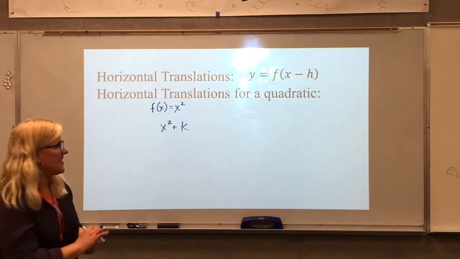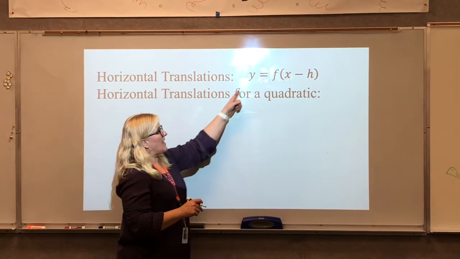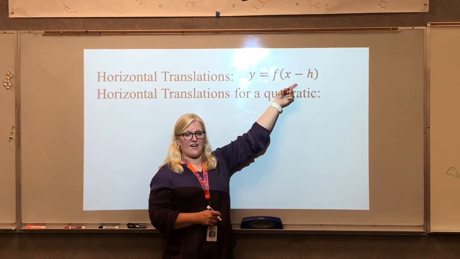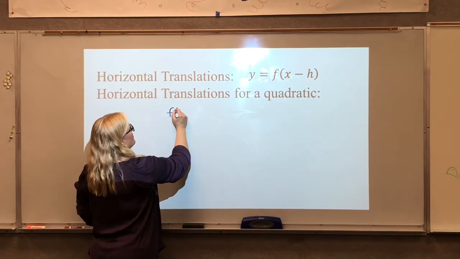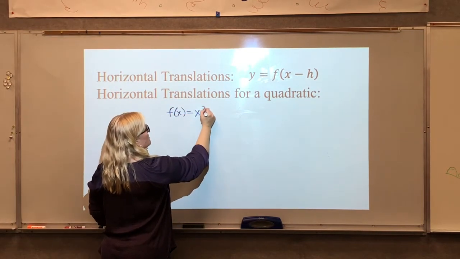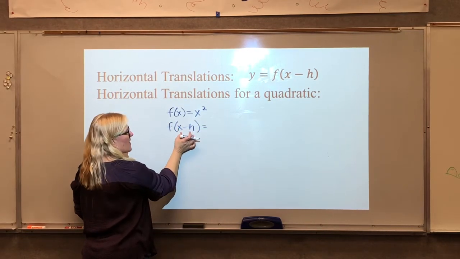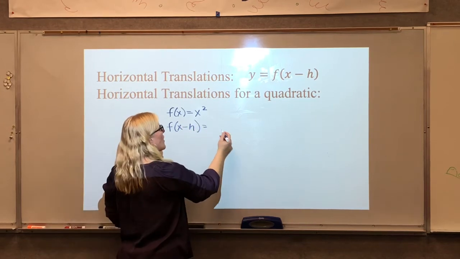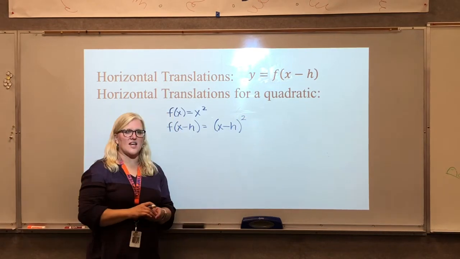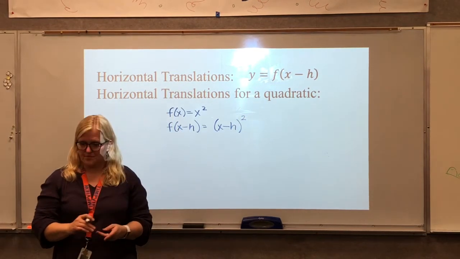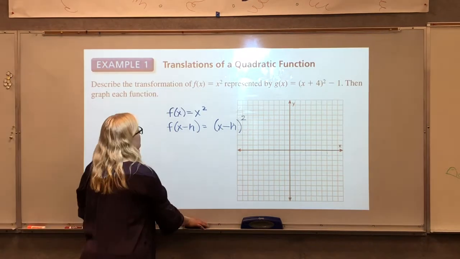Okay, on the flip side, if we've got a horizontal, okay, this is what the horizontal one looks like, f of x minus h. Okay, and if we've got f of x equals x squared, and we've got f of x minus h, that means we need to put x minus h in for x. So for a quadratic, it would be (x minus h) squared. So that's what it would look like for a quadratic. All right, so let's look at an example.